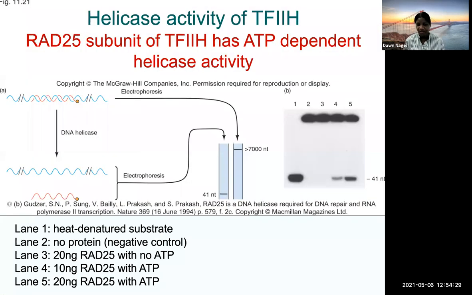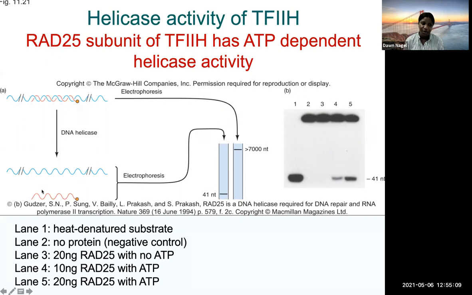The other activity of TF2H is helicase activity. So it's able to unwind the DNA, which you will need to do to initiate transcription. You need to form that open complex and continue to unwind the DNA. And that's due to some of the subunits in TF2H that have this helicase activity. This experiment is really demonstrating that this TF2H subunit, and in this case it's RAD25, that's referred to as one of that particular subunit in TF2H in eukaryotes.